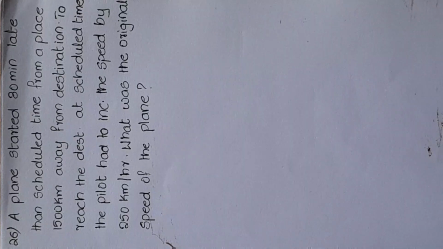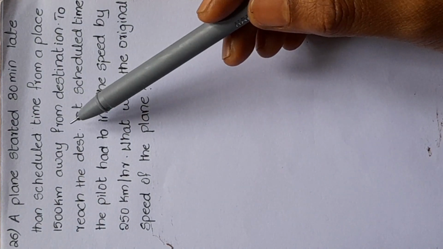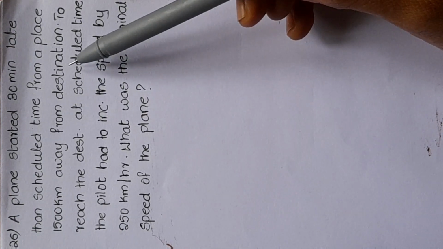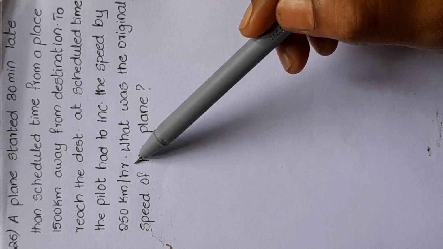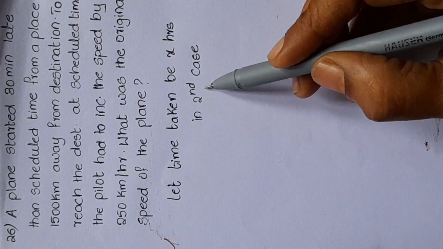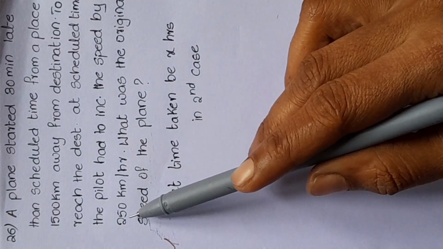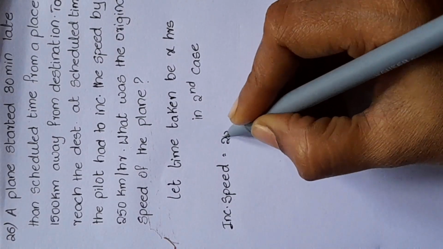Question number 26. A plane started 30 minutes later than scheduled from a place 1500 kilometers away from the destination. To reach the destination at the scheduled time, the pilot has to increase the speed by 250 kilometers per hour. What was the original speed of the plane? Let the time taken be x hours in the second case, that is after increasing the speed by 250 kilometers per hour. Now the increased speed is 250.